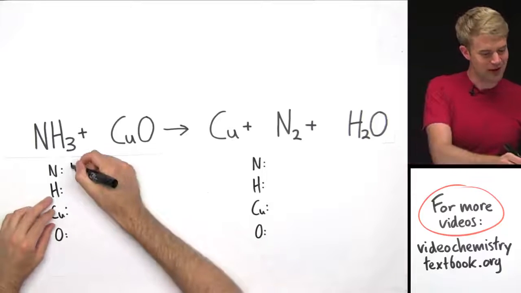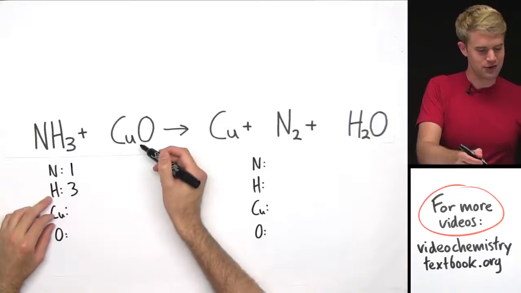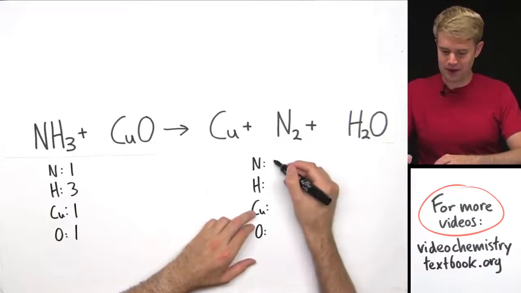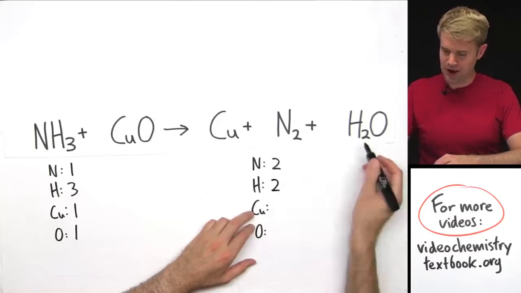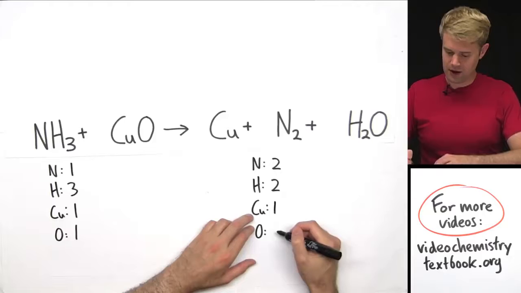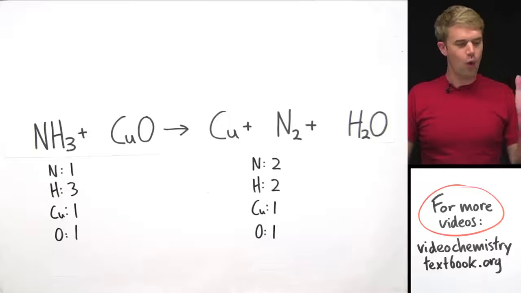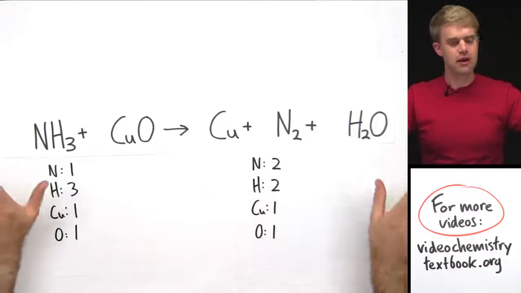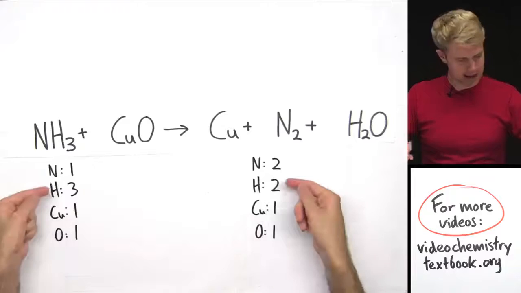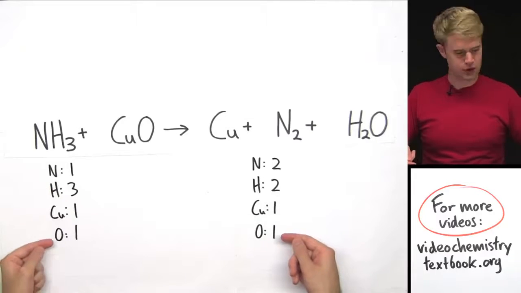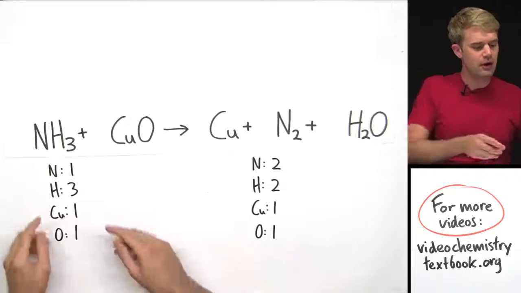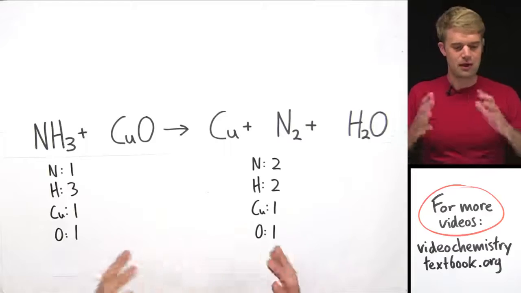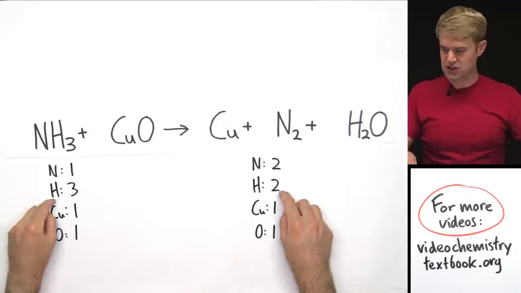Okay, so for this we have 1 nitrogen, we have 3 hydrogens, we have 1 Cu, which is copper, and we have 1 oxygen. Over here we have 2 nitrogens, 2 hydrogens, 1 copper, and 1 oxygen. Okay, where am I going to begin with this? Well, copper and nitrogen are on their own here, so I'm going to leave them to last. I'm going to focus in on hydrogen and oxygen. The oxygens are balanced right now, but the hydrogens are not. And check out, I've got this 3-2 thing going on. I can solve that by doing a crisscross multiplication to get 6.